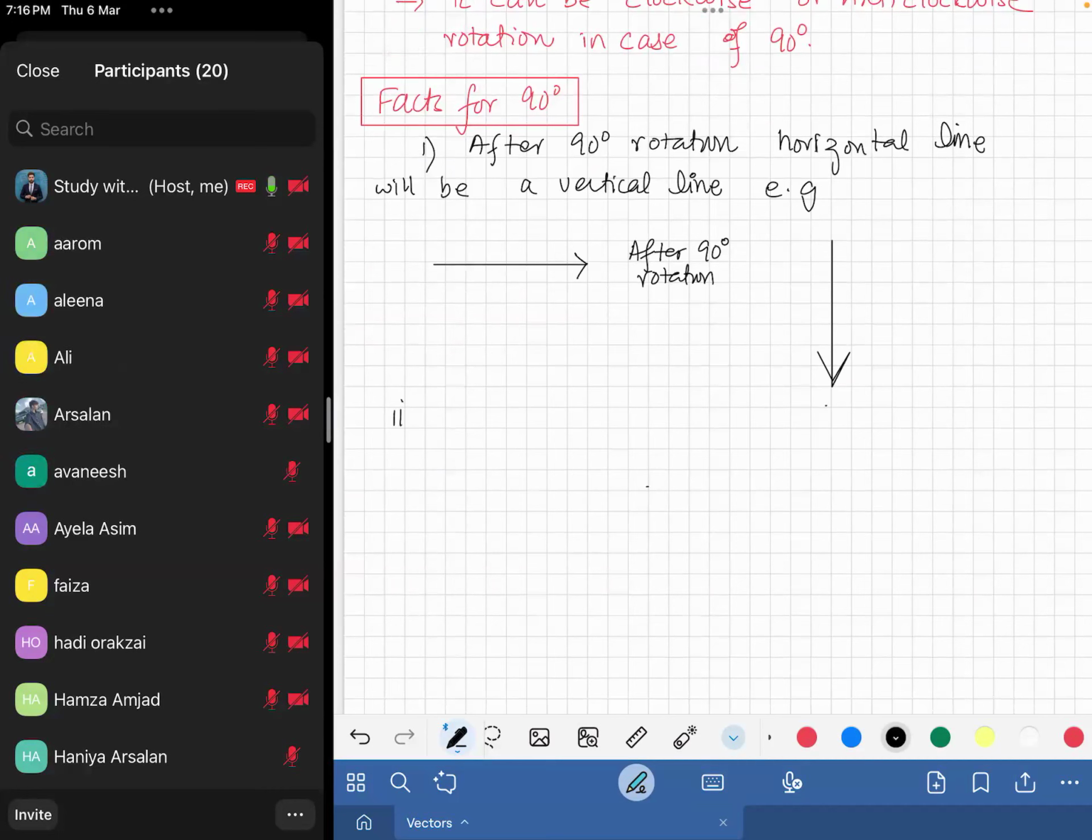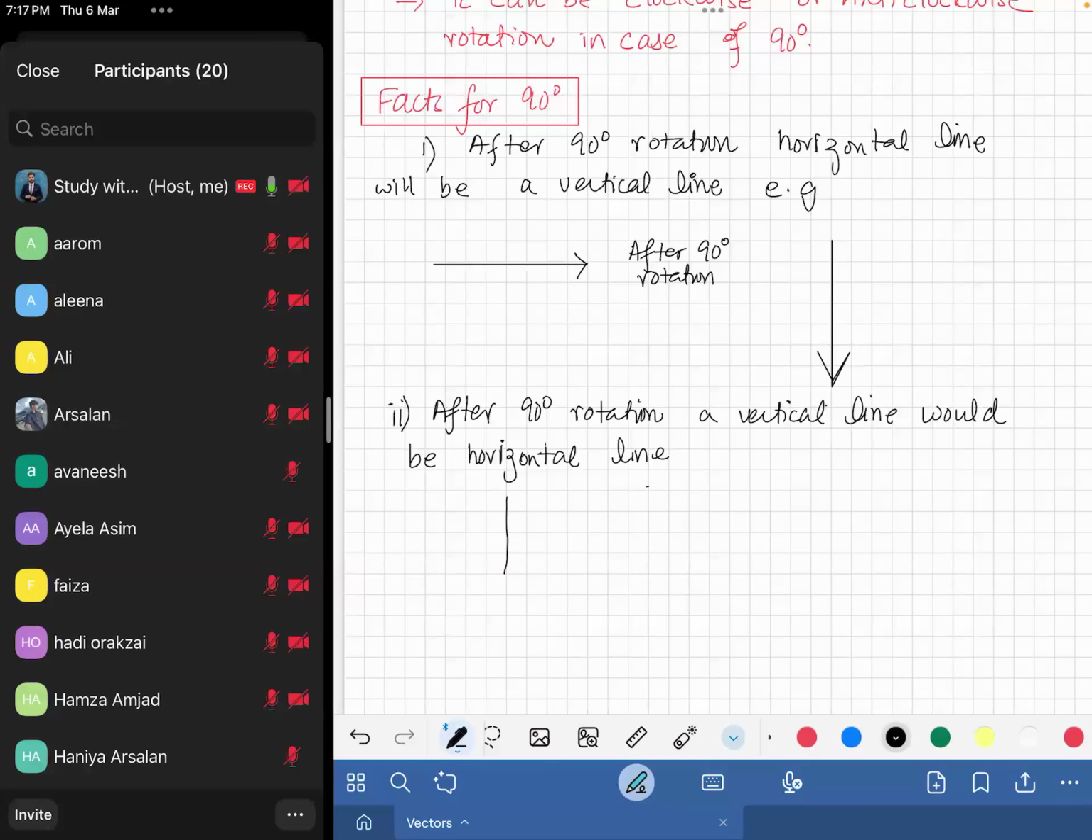And the second fact is that after 90 degrees rotation, a vertical line would be a horizontal line.